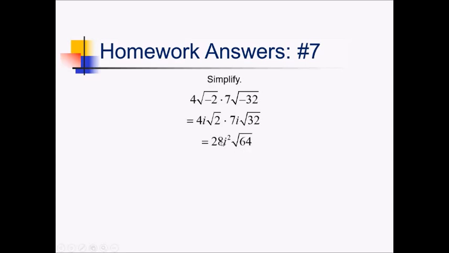And let's see here, i squared is negative 1, the square root of 64 is 8, so we can write this as negative 28 times 8. And let's see here, 8 times 28.